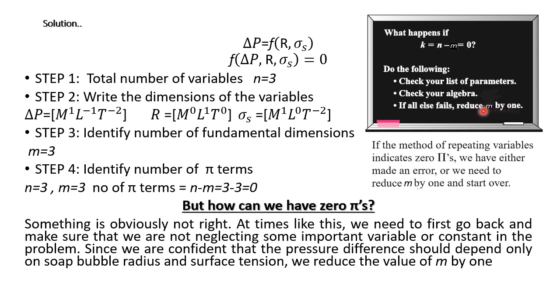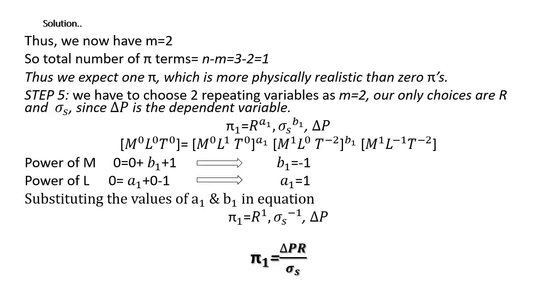If you have checked everything and there is no mistake, then in that case you reduce your m by 1. So now I will make m equal to 2. So n is equal to 3, m is equal to 2, then my number of pi terms will be equal to 1 here. Thus we now have m equal to 2, and the number of pi terms is 3 minus 2, equal to 1. So we expect 1 pi, which is more physically realistic than 0 pi's.